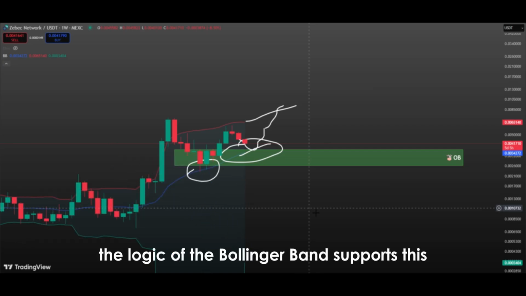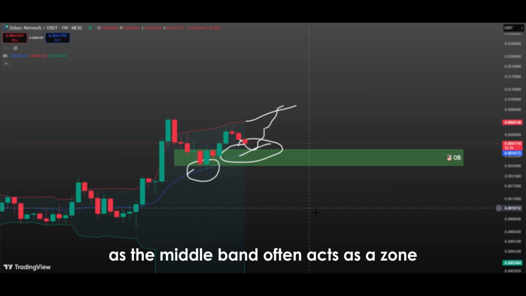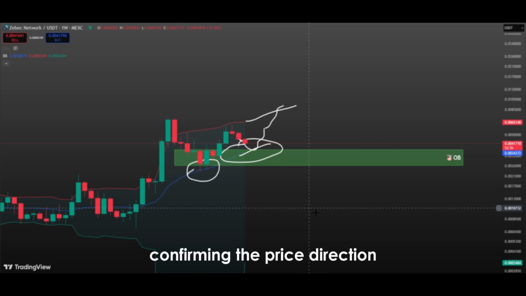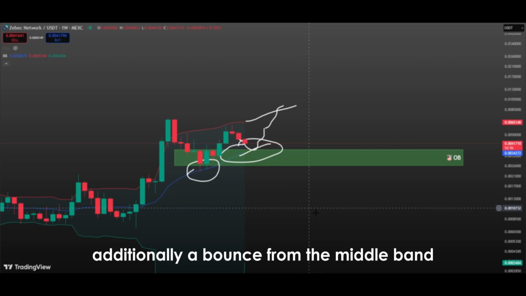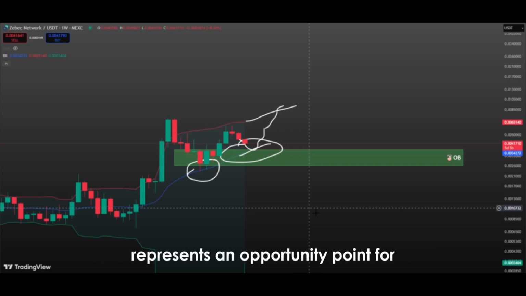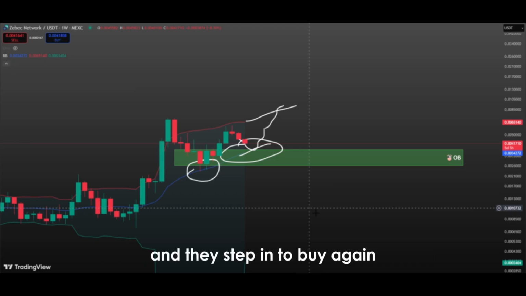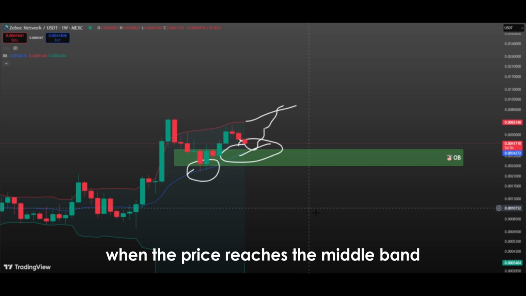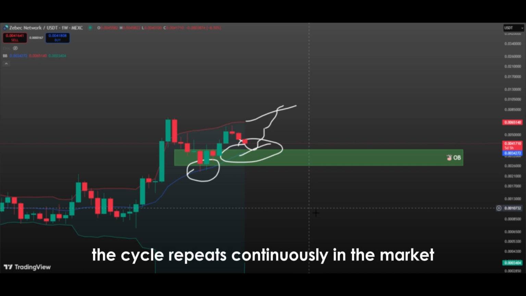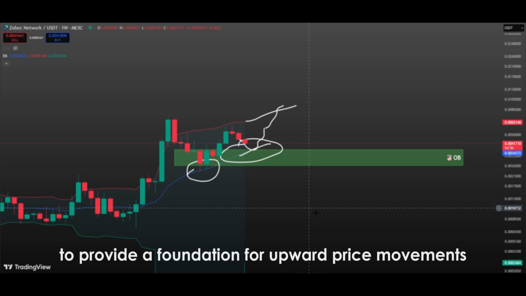The logic of the Bollinger Band supports this, as the middle band often acts as a zone confirming the price direction and a point where buyers re-enter. Additionally, a bounce from the middle band represents an opportunity point for investors to take positions. Many investors take profits when the price approaches the upper band, and they step in to buy again when the price reaches the middle band. The cycle repeats continuously in the market, allowing the middle band to provide a foundation for upward price movements.